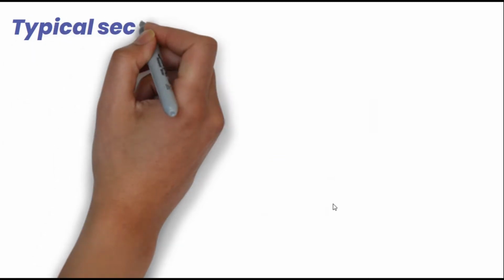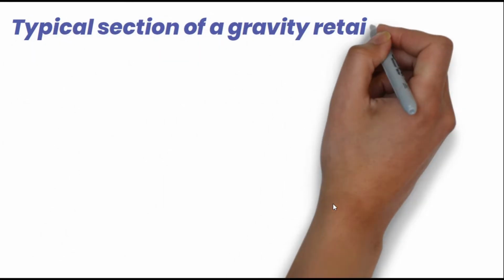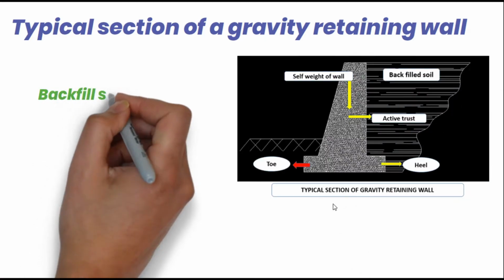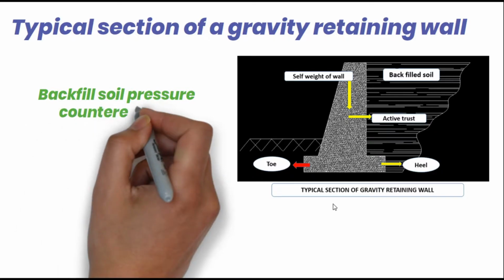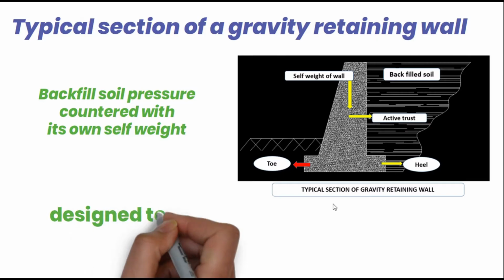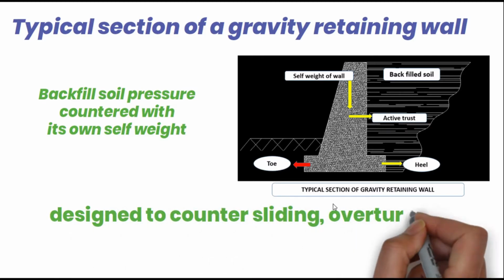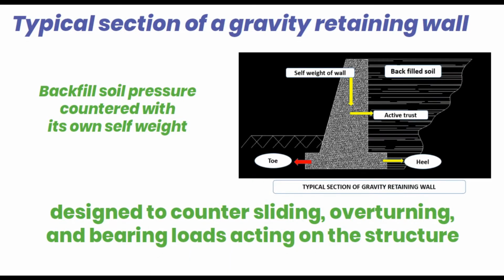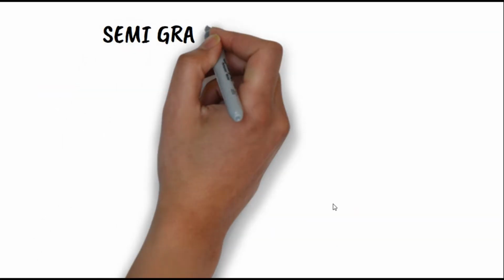This is the typical section of a gravity retaining wall. It consists of a toe and a heel, and also the stem. And the concept of a gravity retaining wall is that the self weight of the gravity wall counters the backfill soil pressure. That means the backfill soil pressure is countered with its own self weight, and they are designed for all the parameters like sliding, overturning, and resisting the bearing capacity loads acting on the structure.